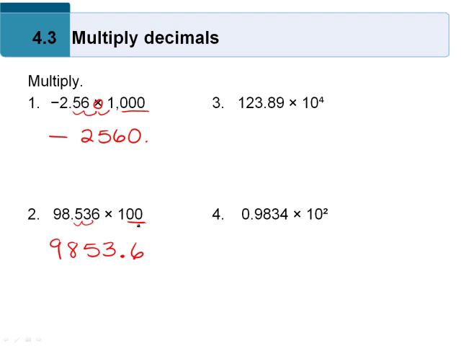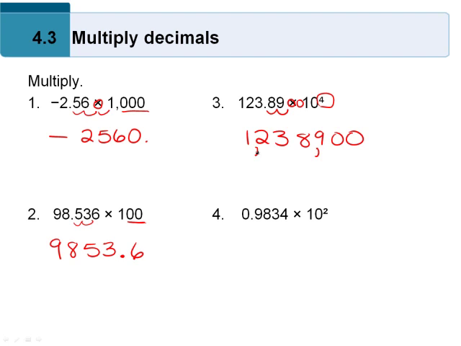Look at number 3. 123.89 times 10 to the fourth. So that 4 there is telling us I need to move that decimal point 4 places to the right. So I write 1, 2, 3. Now when I move the decimal point, I go whoop whoop. It's behind the 9 now. Well, I've only gone 2 places. So I'm going to need to add on 2 more zeros to go whoop whoop, 2 more places. Okay, so we're going to have 1, 2, 3, 8, 9, 0, 0 as our final answer there, which is a pretty big number.